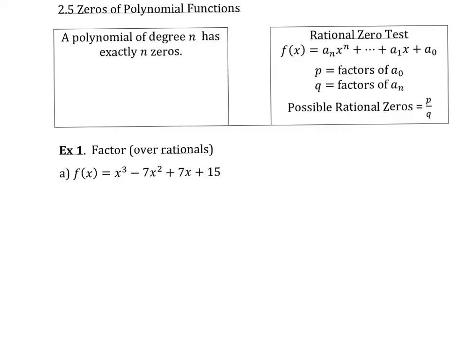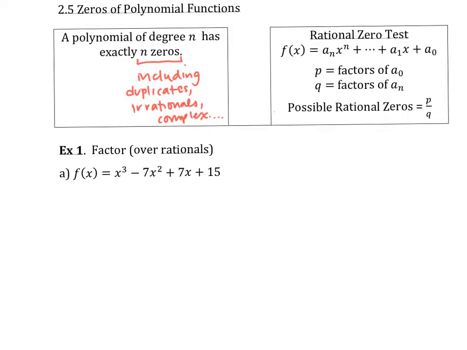Section 2.5 is on zeros of polynomial functions. The first fact is that a polynomial of degree n has exactly n zeros. When they say it has exactly n zeros, they're including duplicate zeros, so including multiplicity. This is including irrational zeros. Complex zeros, I mean, if you went all the way down and included every possible zero, there would be exactly n zeros for a polynomial of degree n.